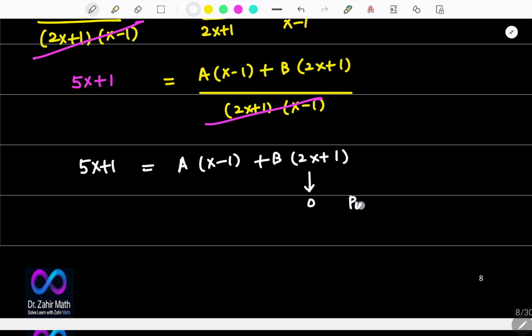So what value will I choose? Put x equals minus half. Because why? 2x plus 1. If I put minus half, what happens? The 2 into 2 gets cancelled. I'll get minus 1 plus 1.